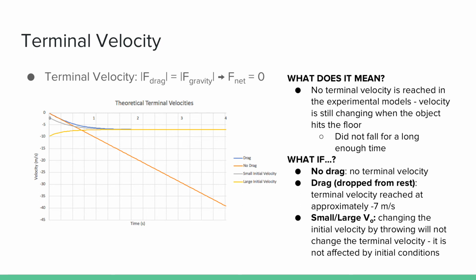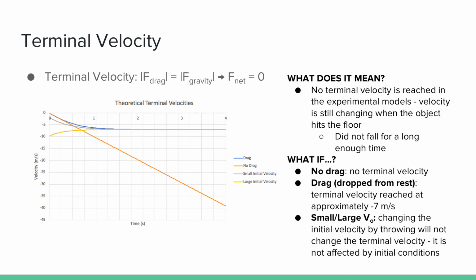Terminal velocity is when the magnitude of the force of drag is equal to the magnitude of the force of gravity. Since these are the only two forces being accounted for in this experiment, the net force is therefore 0 at this point. To answer some questions about how terminal velocity played a role in this object's falling, in the experimental data, no terminal velocity is reached. From the graph on the previous slide, it can be seen that the velocity is still changing when the time hits 0.6 seconds or when the object hits the floor. It did not fall for a long enough time to reach its terminal velocity, or from a high enough height.